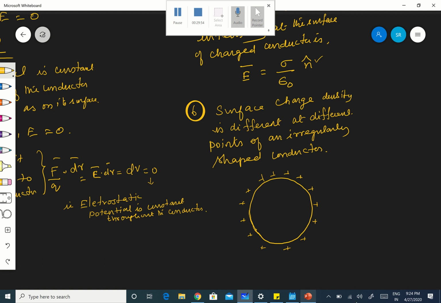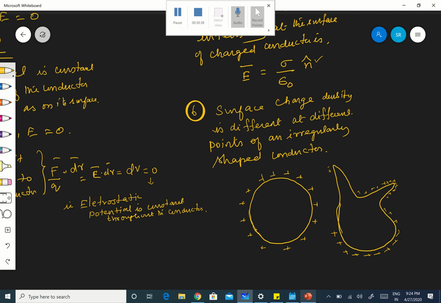Say for example, I will have one conductor somewhere like that. Okay, if a conductor is like this and I am giving some positive charge to this conductor, then this part here is somehow spherical, therefore the charge is uniformly distributed. There is no problem with this. But once it comes to the pointed edge, what happens? The accumulation of charge will be more, like that. Are you following?